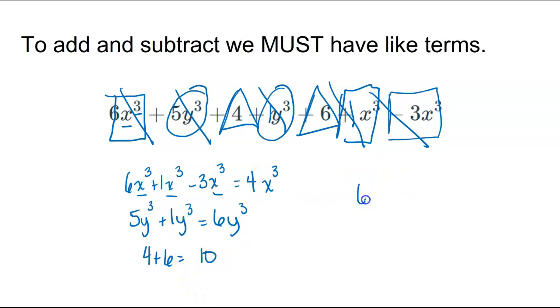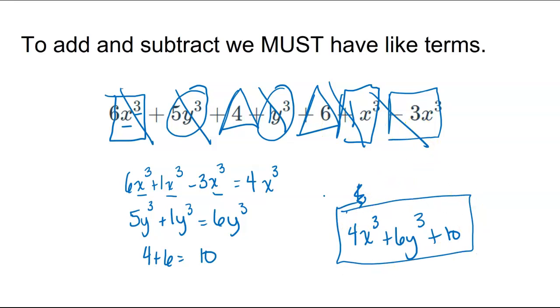So this becomes 4x cubed plus 6y cubed plus 10. There are no more like terms and there is no equal sign, so there's nothing else for me to do here. This is my solution. I cannot add 4x cubed and 6y cubed together because those are not like terms.